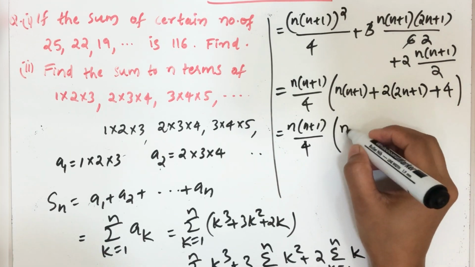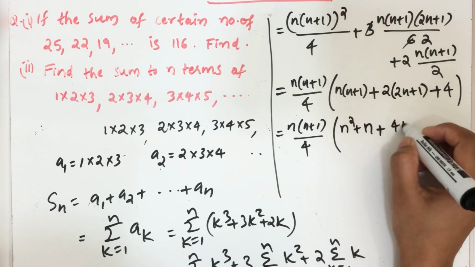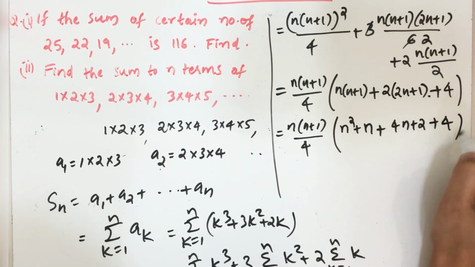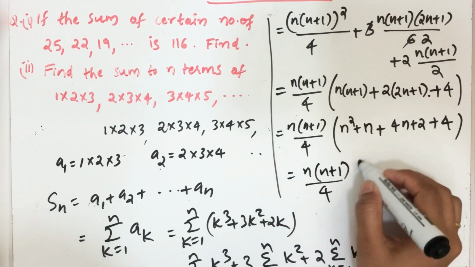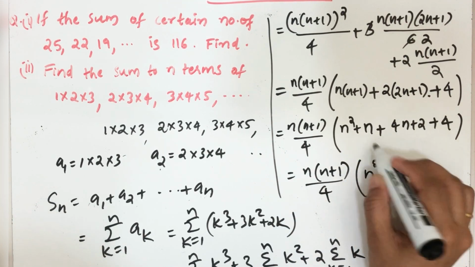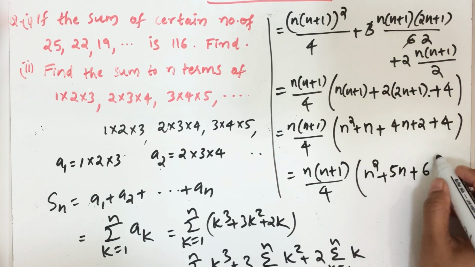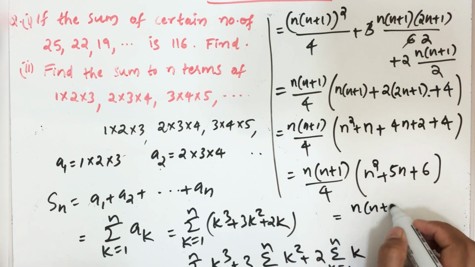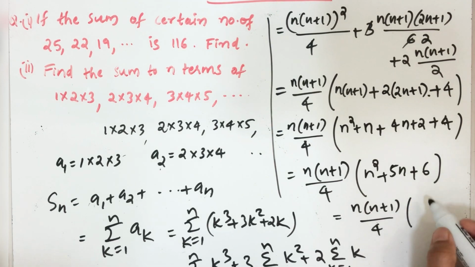Just expand this. That is n square plus n, plus 2 into 2n is 4n, plus 2 into 1, plus 4. Which is equal to n into (n plus 1) by 4 into: n square plus n plus 4n is 5n, plus 2 plus 4 is 6. This is equal to n into (n plus 1) by 4 into (n square plus 5n plus 6). We can write (n plus 2) into (n plus 3).